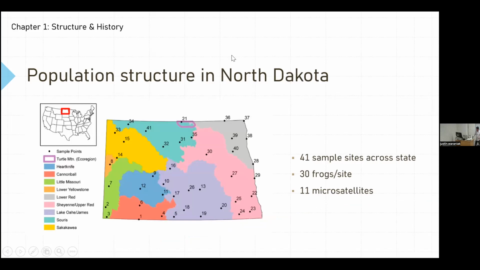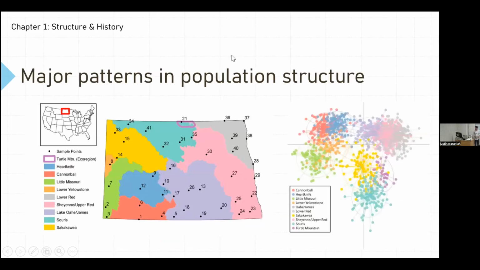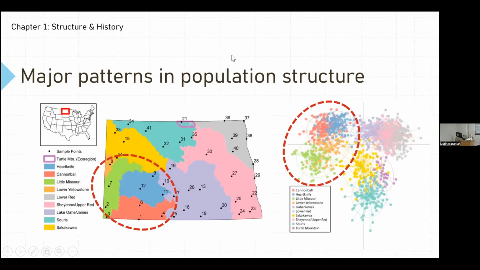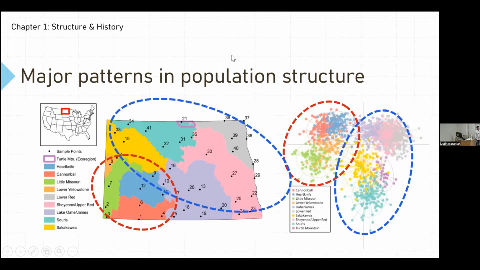So what we see when we look at the genetic structure is that we can classify frogs into clusters based on these river basins. There's also a broader pattern in structure: this group over here on the left side of the graph all falls west of the Missouri River, whereas the group on the right all falls east of the Missouri River. That's a big pattern that we see.